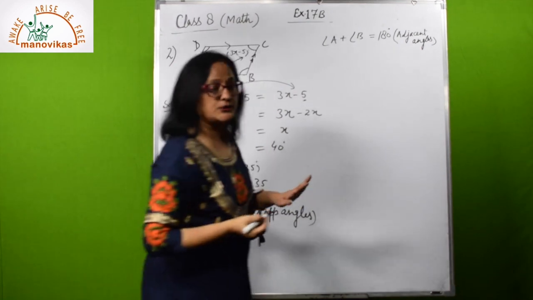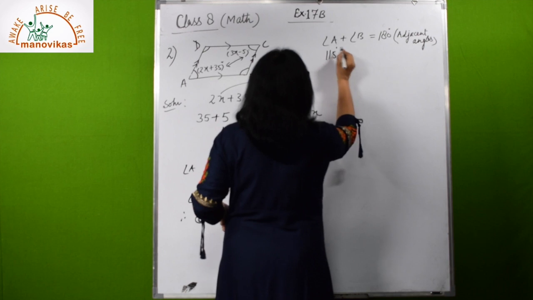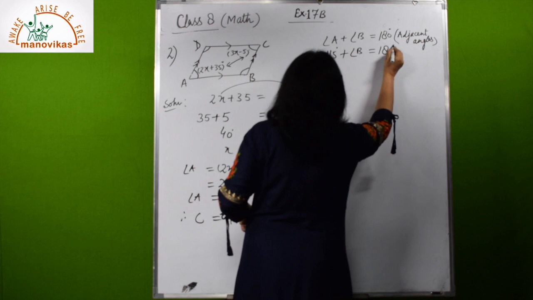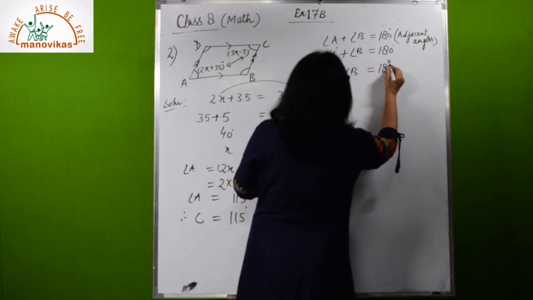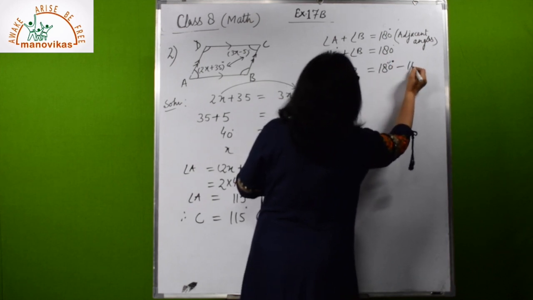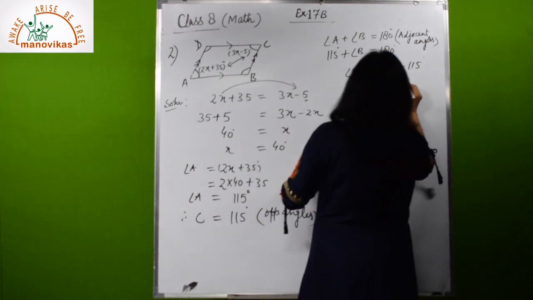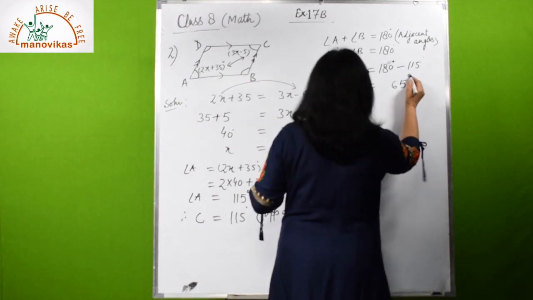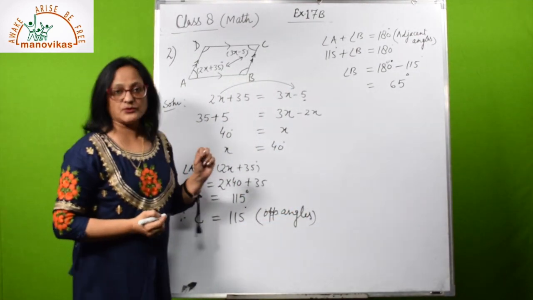This property we will use here. Now angle A we have already found as 115 degree, plus angle B is equal to 180 degree. So angle B is equal to 180, and this 115 will be subtracted on the right hand side, and this is equal to 65 degree. So this way angle B we have found as 65 degree.